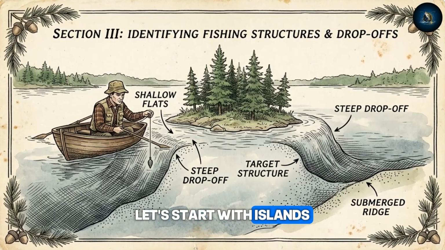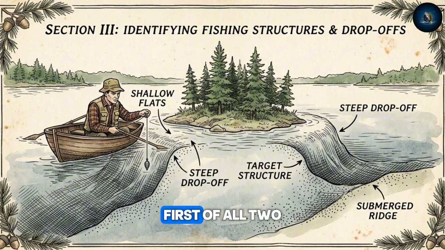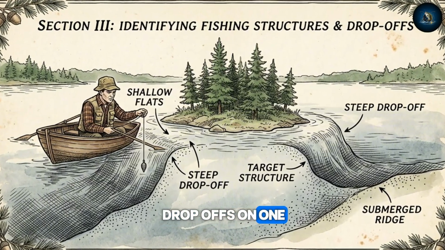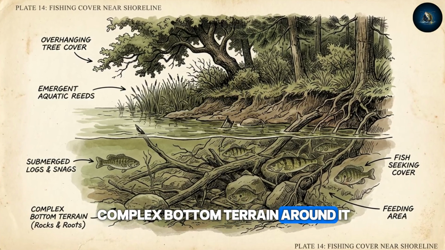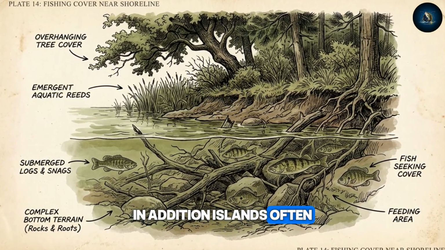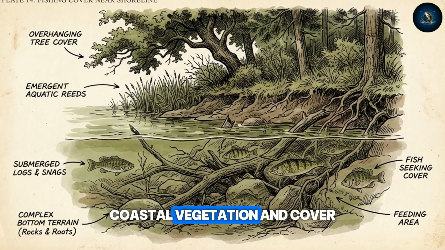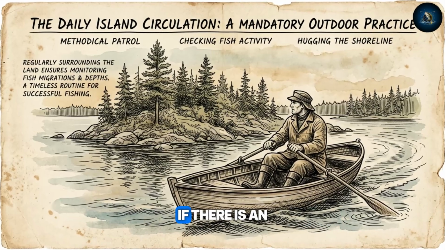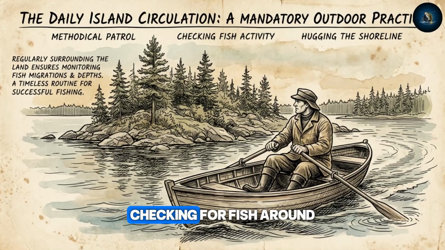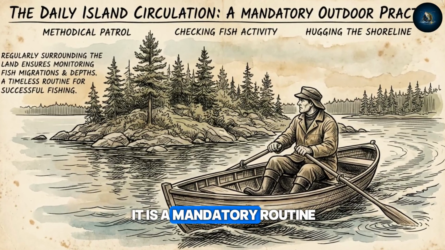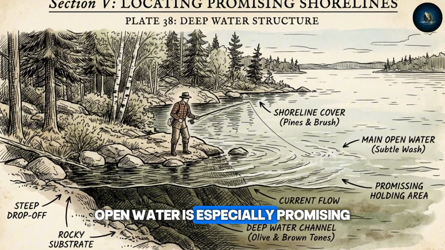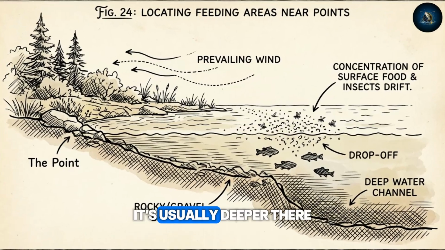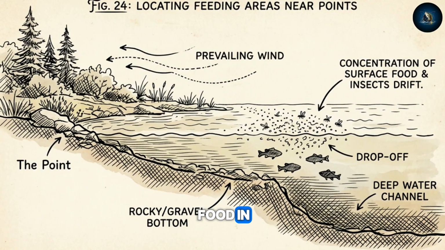Let's start with islands. An island in a lake is, first of all, two drop-offs on one side and the other, plus usually a more complex bottom terrain around it. In addition, islands often provide shade, coastal vegetation, and cover. If there is an island on the lake, checking for fish around it is a mandatory routine. The side of it that faces the main open water is especially promising. It's usually deeper there, and the wind blows food in.